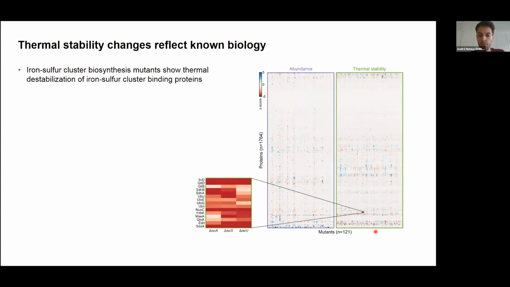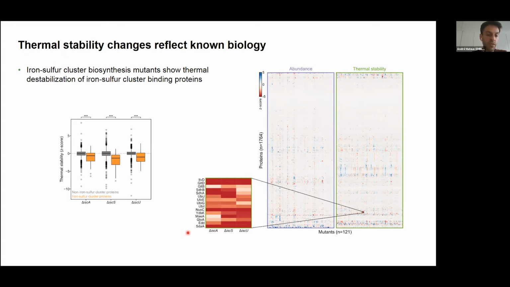So for example, if we zoom into this area, we have 3 mutants of iron sulfur cluster biosynthesis, and we have a large number of proteins that get thermally destabilized. Now, a closer look at these proteins tells us that the majority of them include an iron sulfur cluster, which makes sense. In the absence of the cofactor, because the mutants cannot synthesize it, the proteins get thermally destabilized. And we can go one step further and look at all the iron sulfur cluster binding proteins in these mutants, and we see that overall they tend to be thermally destabilized.